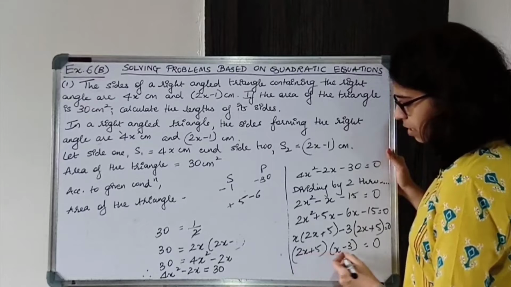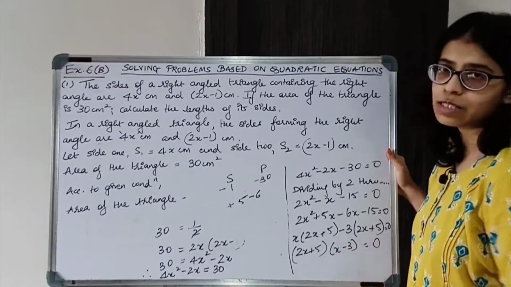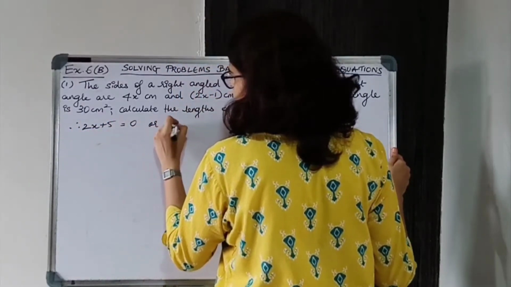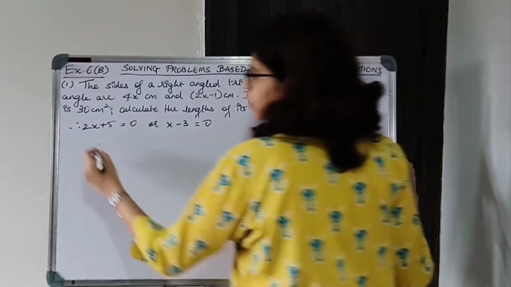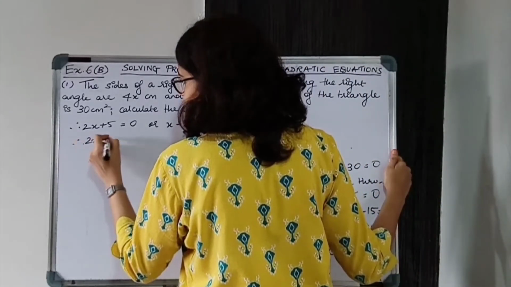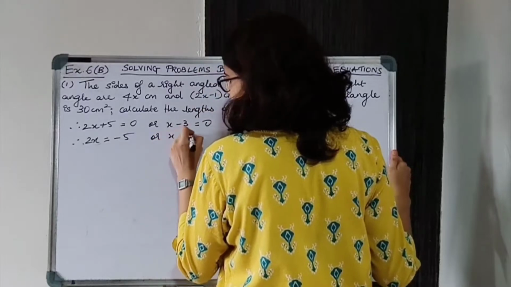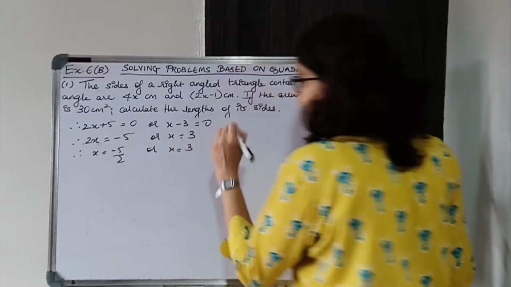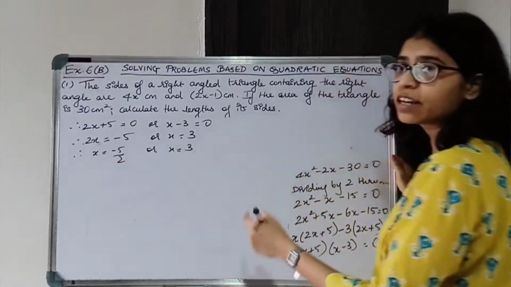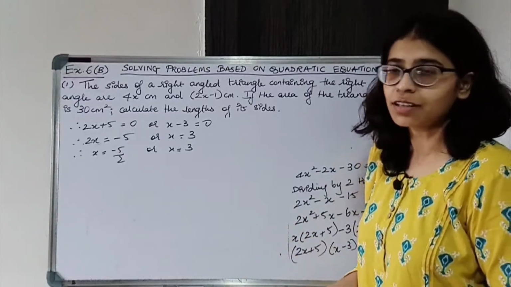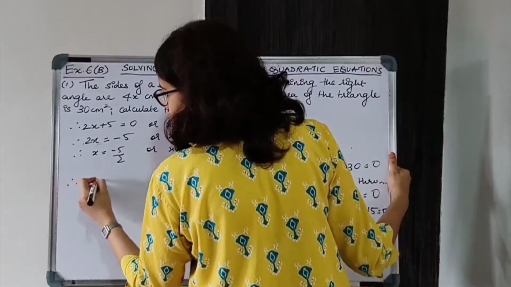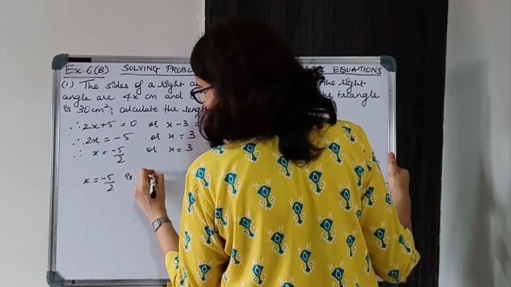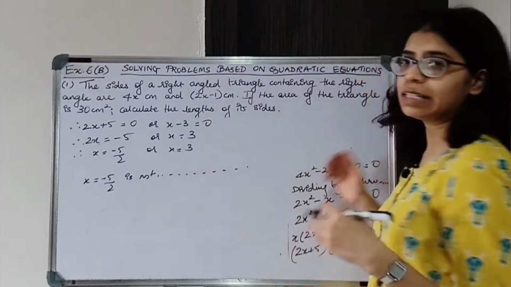So therefore I can say 2x plus 5 is equal to 0 or x minus 3 is equal to 0. So therefore 2x is equal to minus 5 or x is equal to 3. So therefore x is equal to minus 5 by 2 or x is equal to 3. Now this is not applicable because length can never be negative. So therefore x equal to minus 5 by 2 is not applicable because the length cannot be negative.